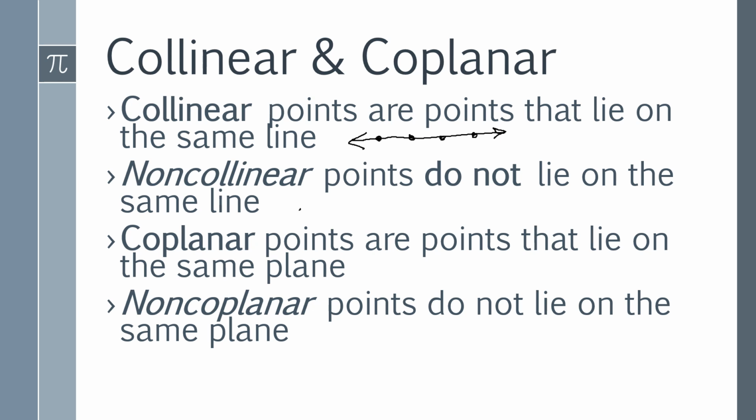Non-collinear points would be a group of points in general that look like this. I might have a group of points just like this. But in this group, I've got one that's sitting like that. Well, the whole group is non-collinear then. Okay, they're not on the same line. Non-collinear, not on the same line.